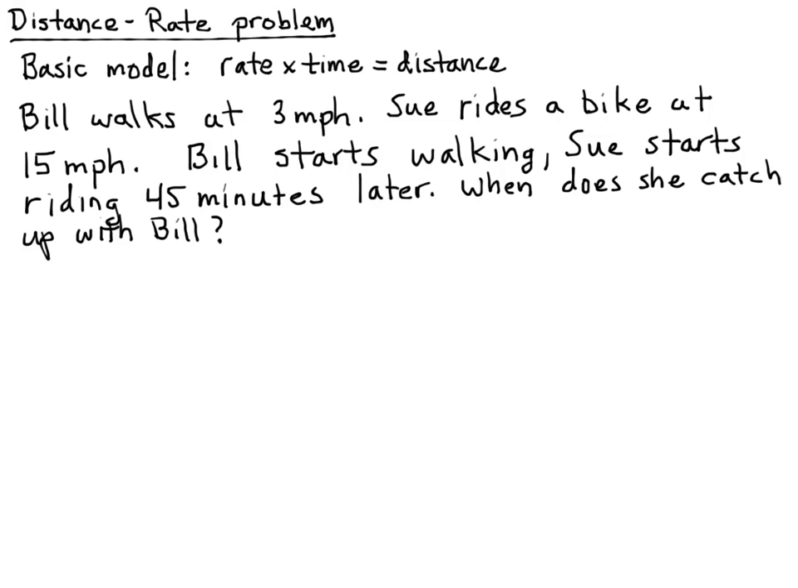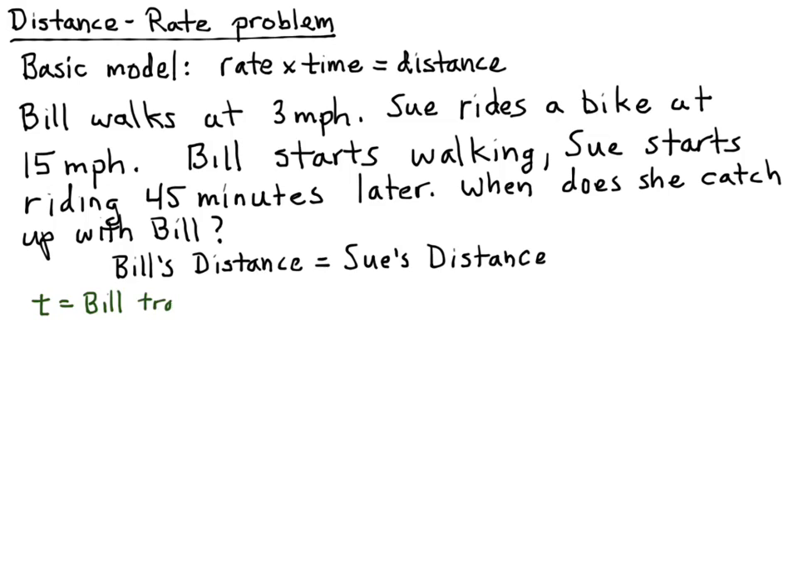Okay, so the first thing that you know about this is that they've gone the same distance. They're going different speeds and at different times. And so we just need to make use of that rate times time equals distance. So we know that Bill's distance equals Sue's distance. All right? And then we're going to define, we don't know how long Bill is traveling, so we're going to say Bill is traveling for t hours, and he's traveling at 3 miles per hour.